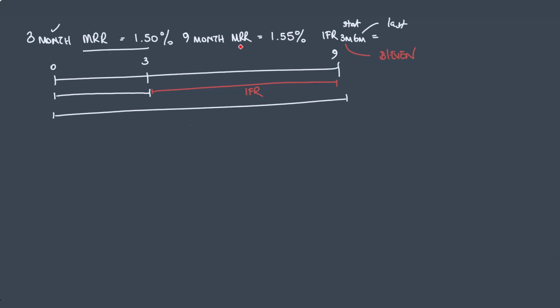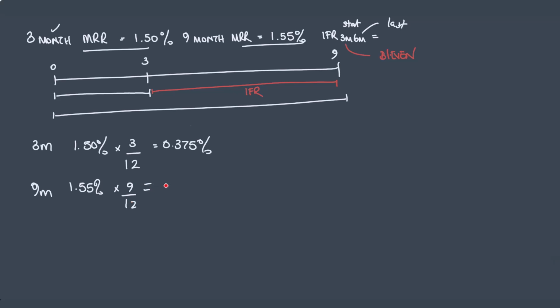First things first, these rates are quoted annually. So to get your 3-month rate, yes, it's 1.5%. That would be annual. All you need to do is multiply it by 3 over 12. That, for the 3-month period, will be 0.375%. For the 9-monther, it is 1.55%. Multiply it by 9 over 12. For the 9-month period, that would be 1.1625%. So we know for this period here, you're getting 0.375%. We know for this long period here, you're getting 1.1625%.